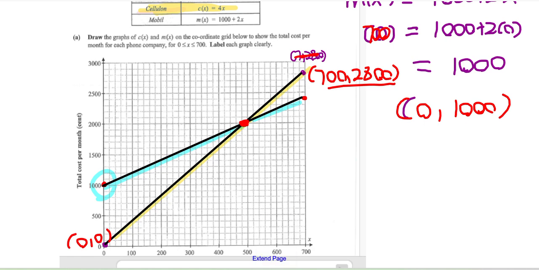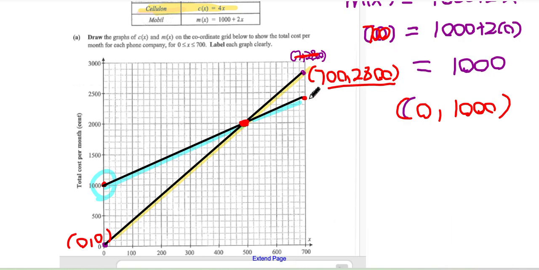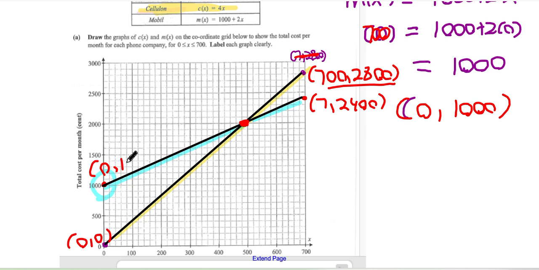So if you go back to your calculator and you go back to function and you go define function and you go, well, I'm not using 4x anymore. What I'm going to use is 1,000 plus 2x. You can find out the values for the other one as well. Now I wonder if it'll do it for me. Ah, already done. 700 and 2,400. There it is there. That's the point 700, 2,400. And then the 0, 1,000. We go back to the very beginning. We got 0, 1,000, which is this point here.